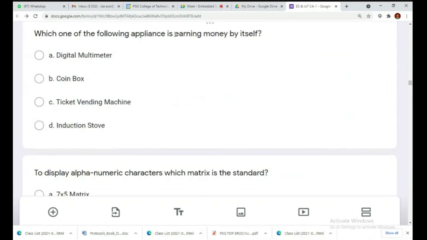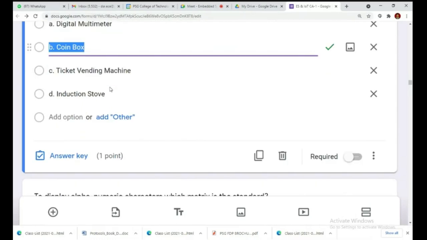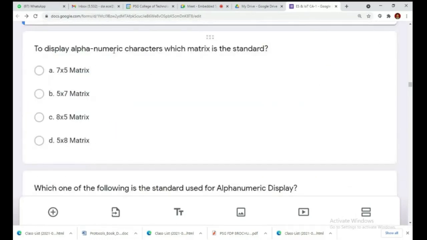Which one of the following appliances is earning money by itself? Digital multimeter is not earning money. Ticket vending machine is not earning money by itself. Induction stove is not earning money by itself. Coin box, the name itself justifies. Coin box is earning money by itself. That's the right answer. To display alphanumerical characters, which matrix is the standard?